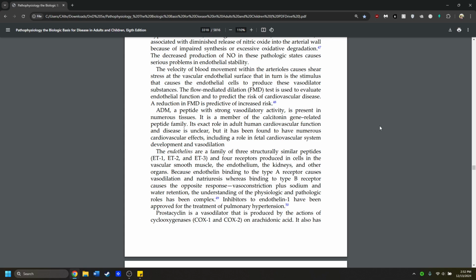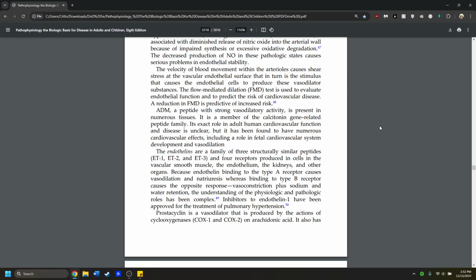The flow-mediated dilation test, or FMD, is used to evaluate endothelial function and to predict the risk of cardiovascular disease. A reduction in flow-mediated dilation is predictive of increased risk.